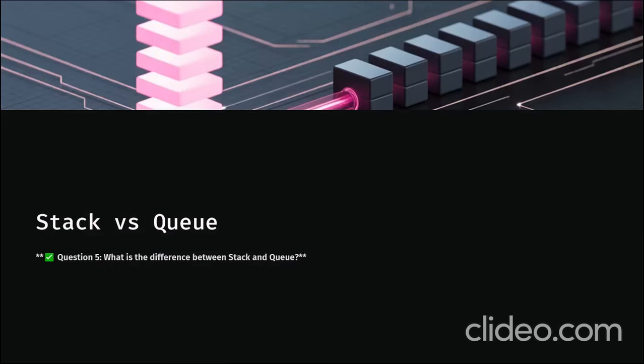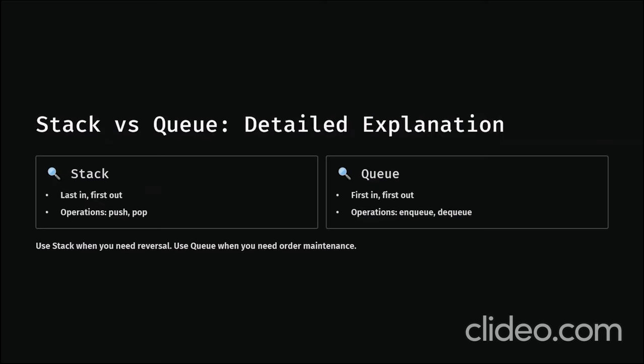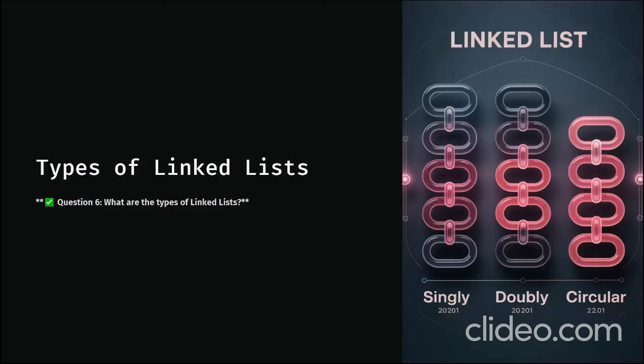So let's move to the next question, an important one. What is the difference between stack and queue? Stack works in a LIFO manner, last in first out, while queue works in a FIFO manner, first in first out. Stack operations are push and pop, while queue operations are enqueue and dequeue. Use stack when you need reversal and use queue when you need order maintenance. Stack reverses order and queue preserves processing order.